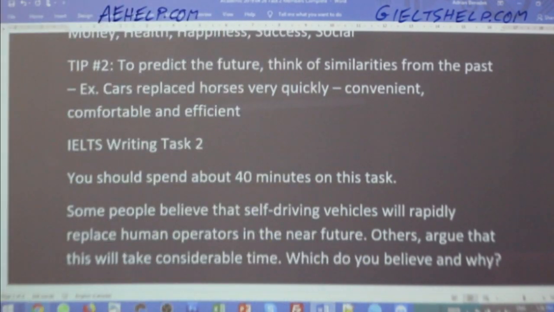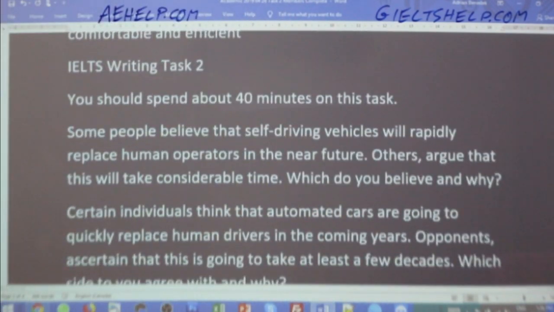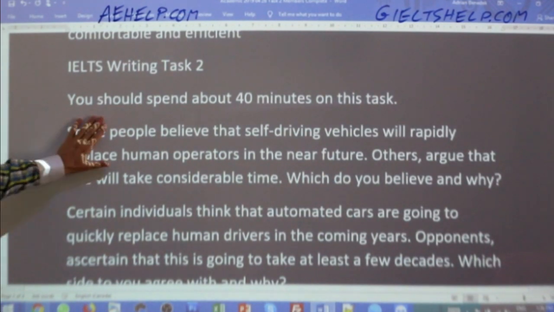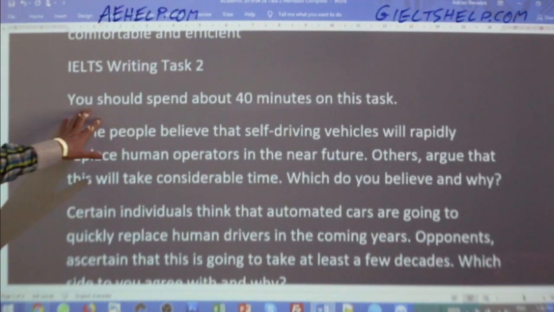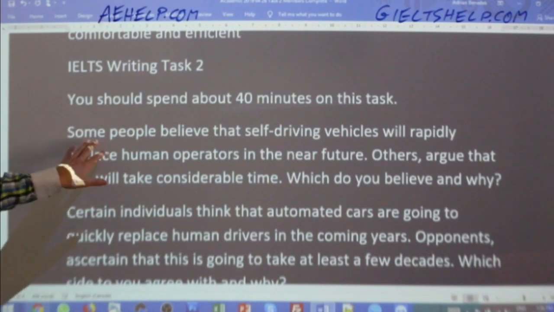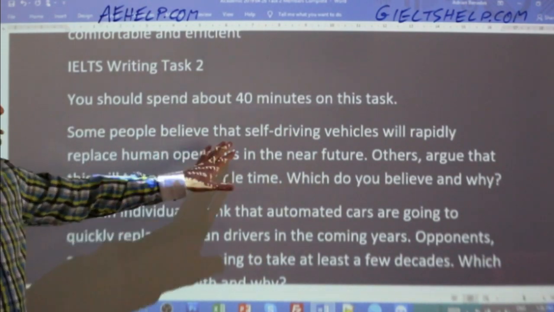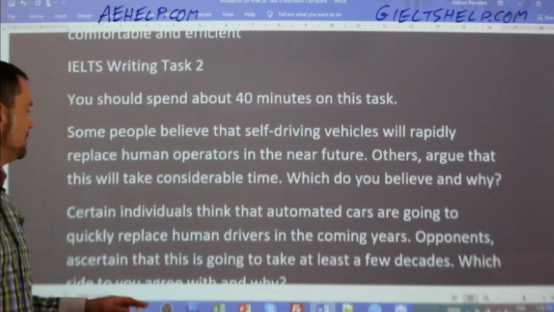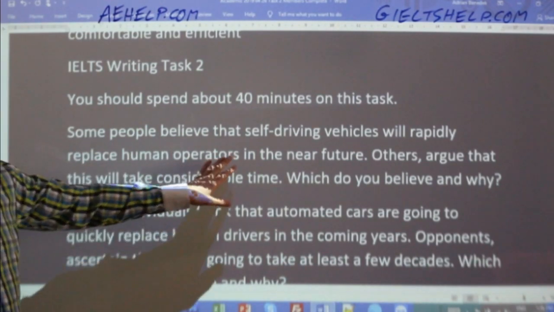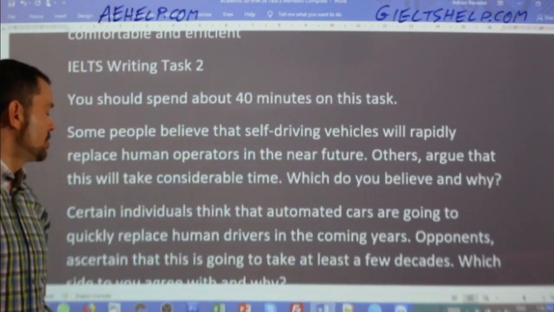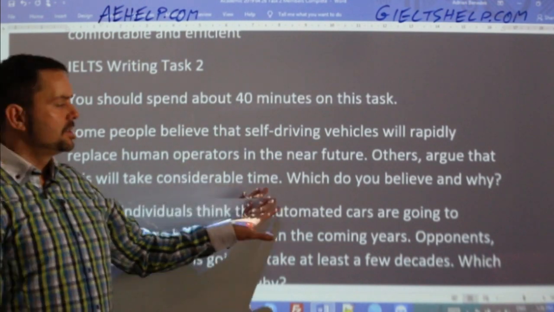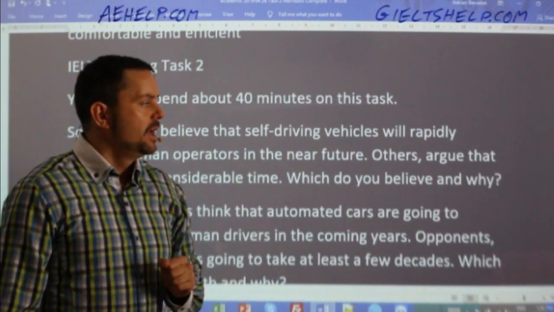So here's our question, our IELTS Task 2 question, students. Remember, we covered this yesterday, so it should be fresh in your mind. Some people believe that self-driving vehicles will rapidly replace human operators in the near future. Others argue that this will take considerable time. Which do you believe and why?